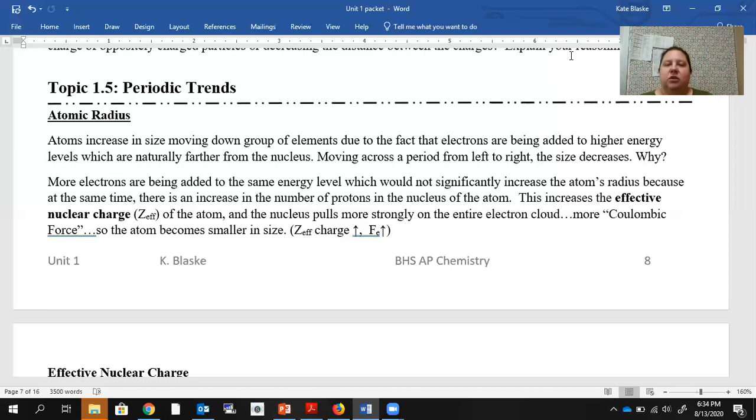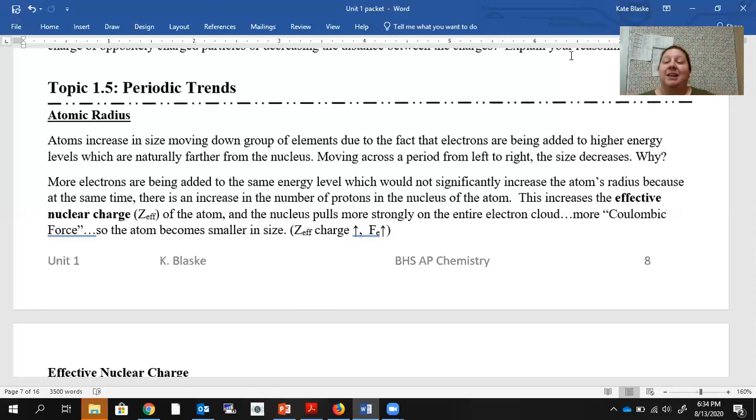So even though those electrons are filling that energy level, the number of protons is also increasing in the nucleus. So we need to talk about something called the effective nuclear charge. As those protons enter the nucleus and increase the positive charge of that nucleus, that positive charge is able to exert more force on the negative electrons on the outside, pulling those electrons in closer and closer to the nucleus. So that actually decreases the size of our atom as we add more protons.